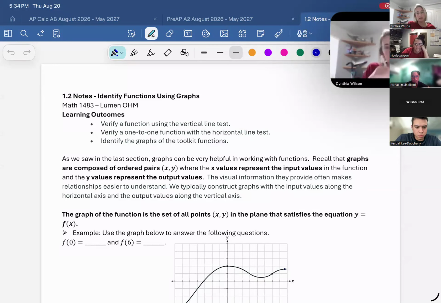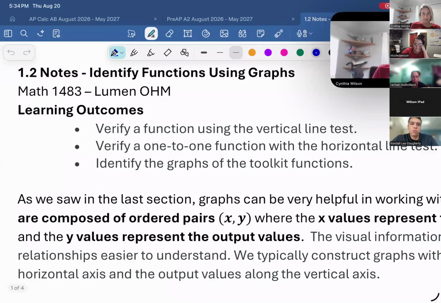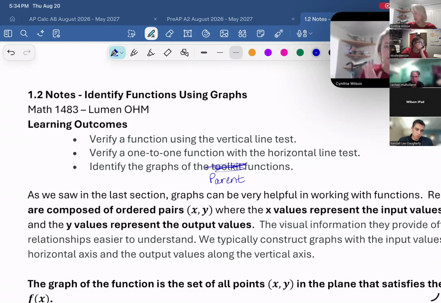So today is simply identifying functions using graphs. She calls these toolkit functions. I want you to cross that out in big giant letters. It's not the phrase we use. It's parent functions. I thought I'd fixed all of them, but I just noticed it in the objective. These are parent functions. They're called a parent function because every graph that we have, lines, parabolas, anything like that that we're going to do in this class, all come from an original. So we call those originals the parent functions.